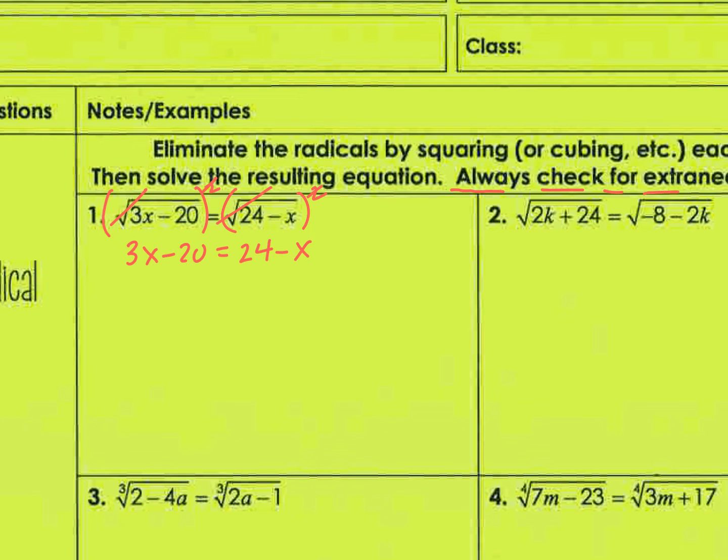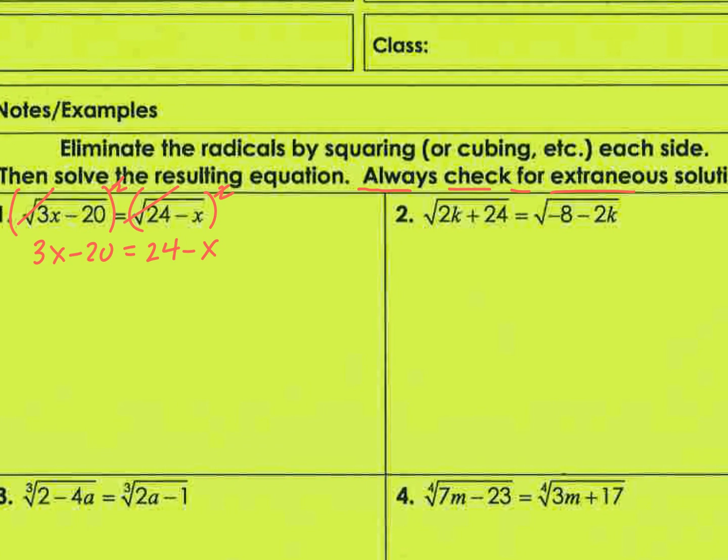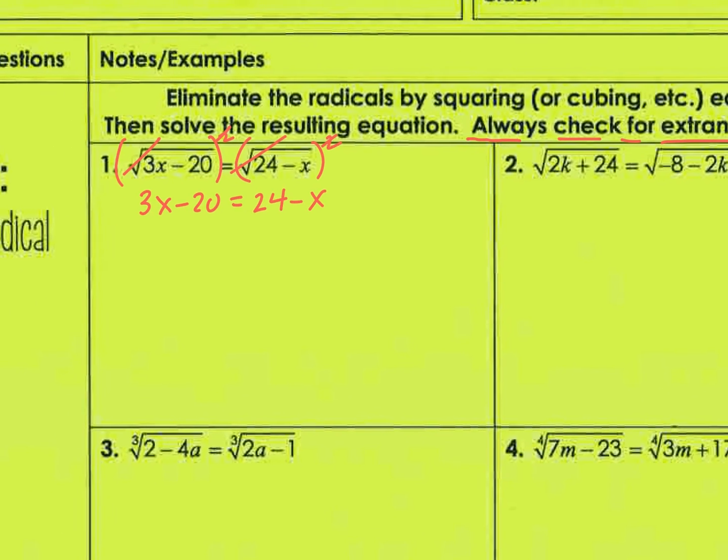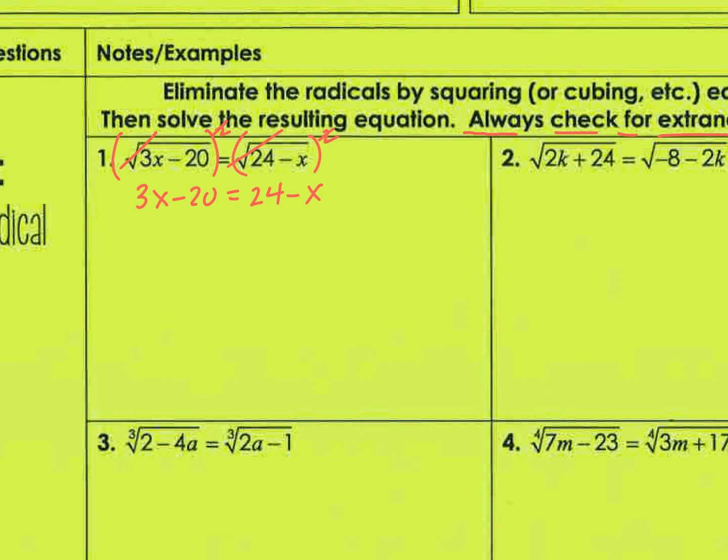Now the only thing is look what it says here at the end. Always check for extraneous solutions, and we'll have to talk about what an extraneous solution is. Okay? An extraneous solution is a solution that doesn't work. So we are actually going to have to look at them and plug them back in and check them if we think there's a question.